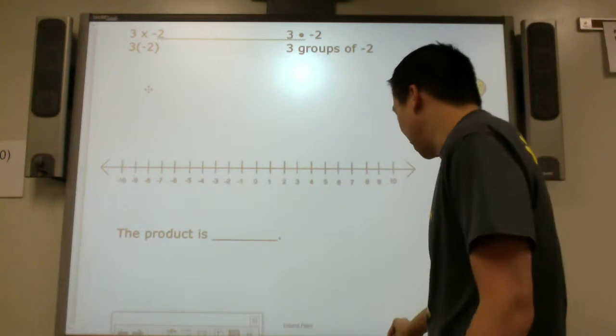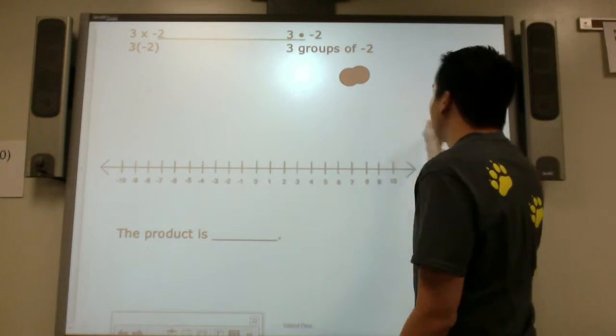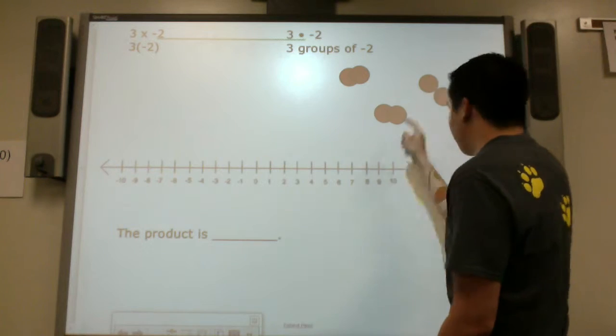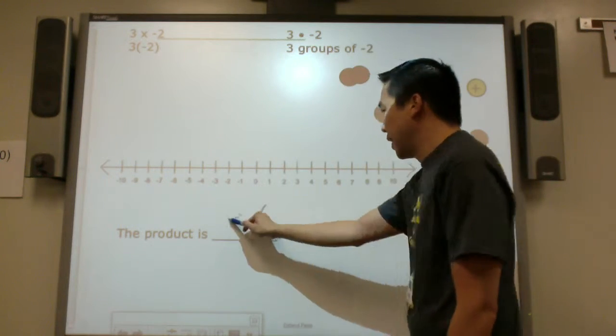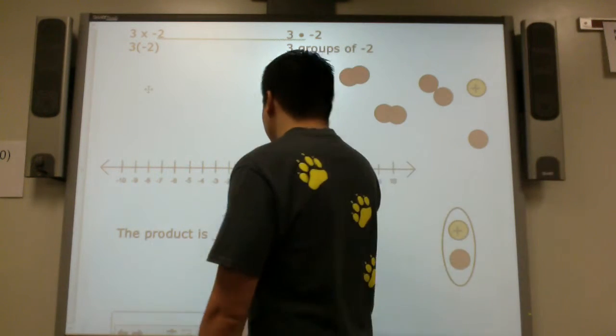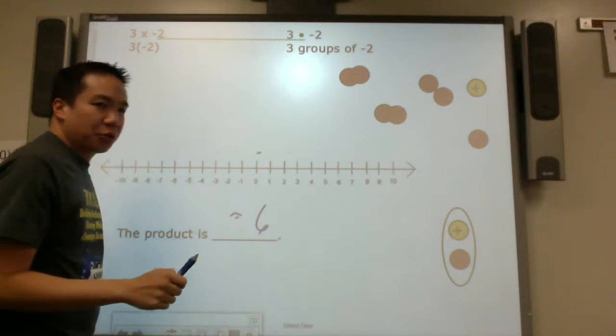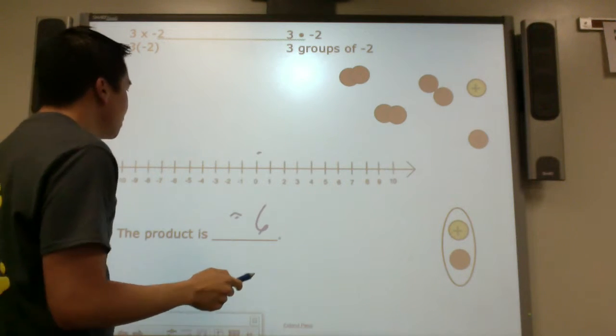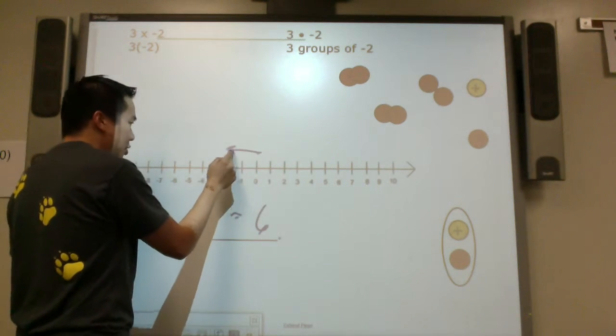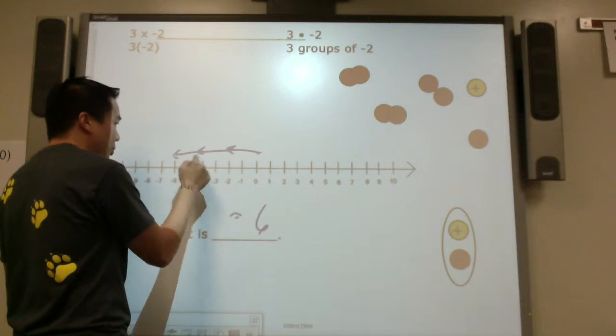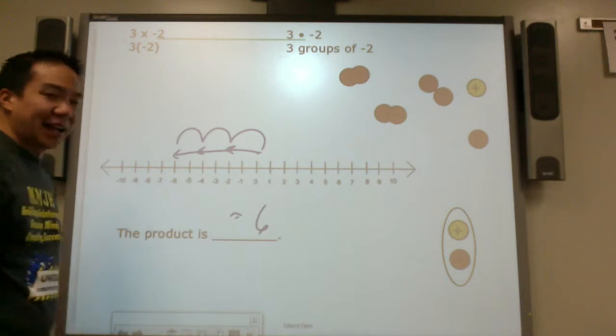3 times negative 2 can be rewritten as 3 multiplication dot negative 2, 3 parentheses negative 2, 3 groups of negative 2. Let's model it. I have 3 groups of negative 2. The product is negative 6. How do you write it with the number line? Starting at 0. 3 groups of negative 2. Well, here's a negative 2. Here's a second group of negative 2. Here's a third group of negative 2. So it's negative 6.